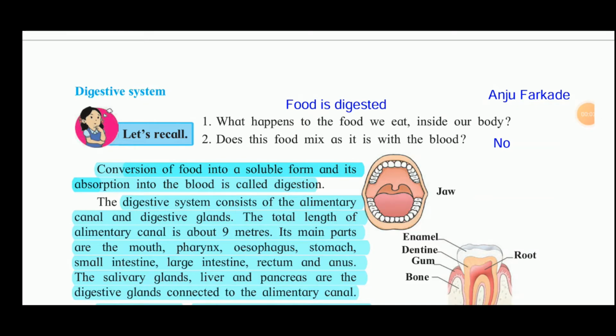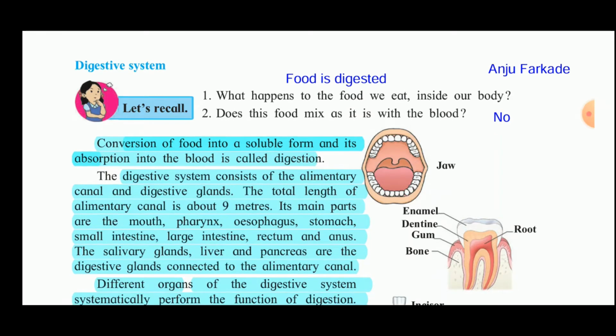Good morning, children. Let us see now the digestive system. Let's recall what happens to the food we eat inside our body. The food which we eat is digested inside the stomach. Now, does this food mix as it is with the blood? No. Certain processes are undergone by the food which we eat. It is converted into a soluble material and then it is mixed with the blood.